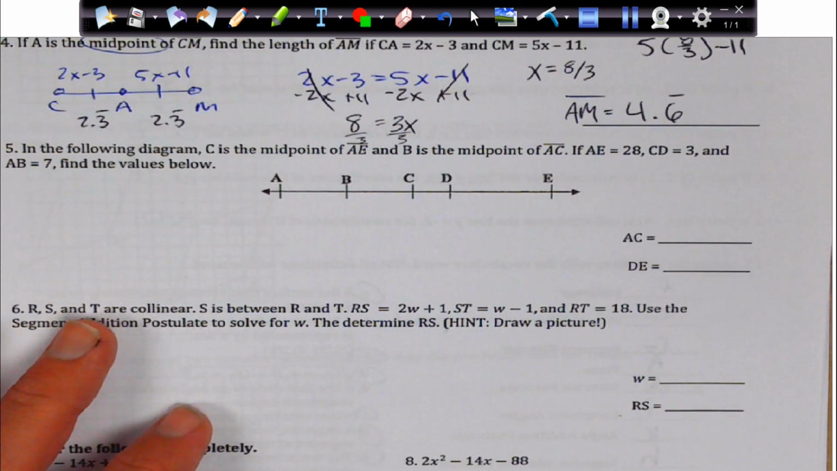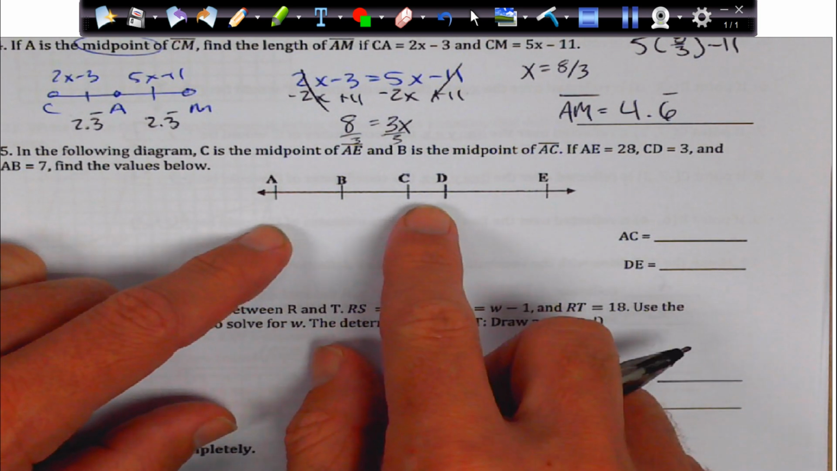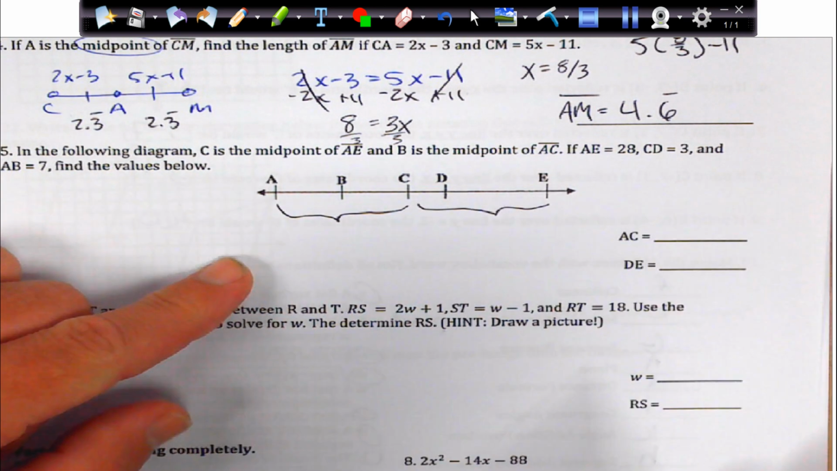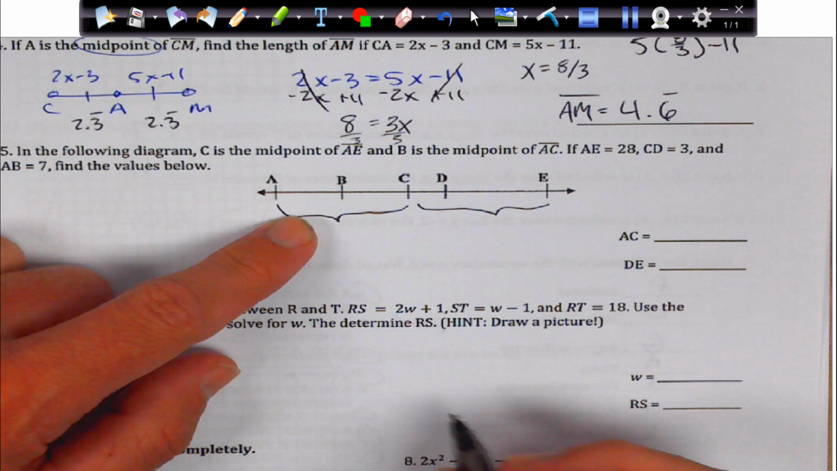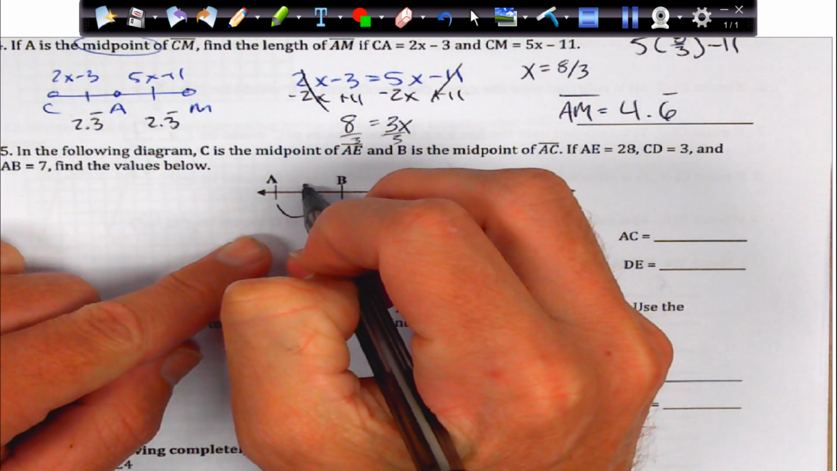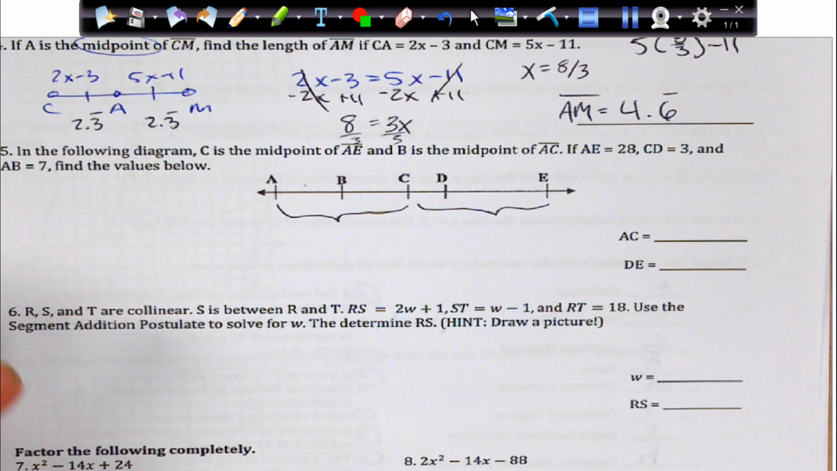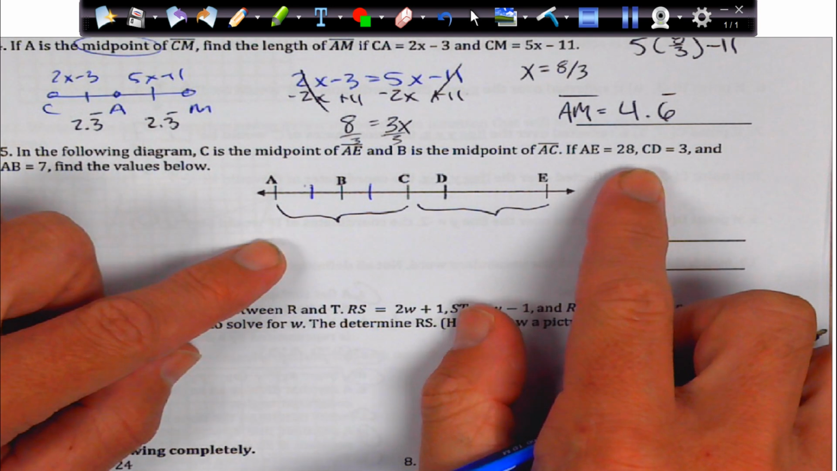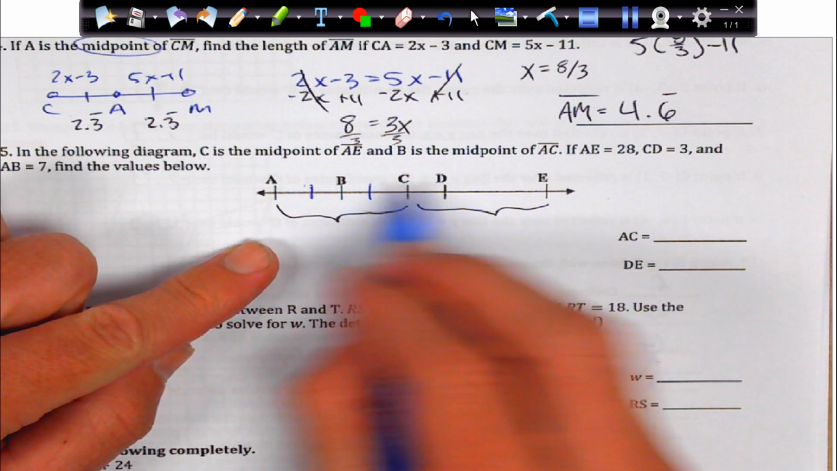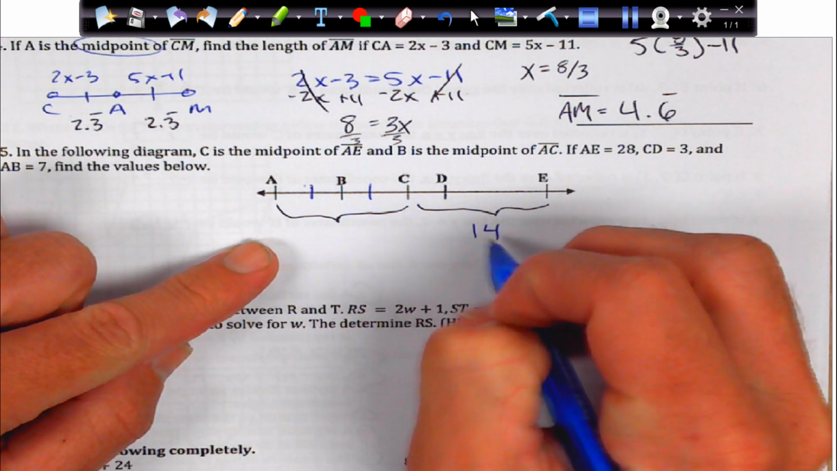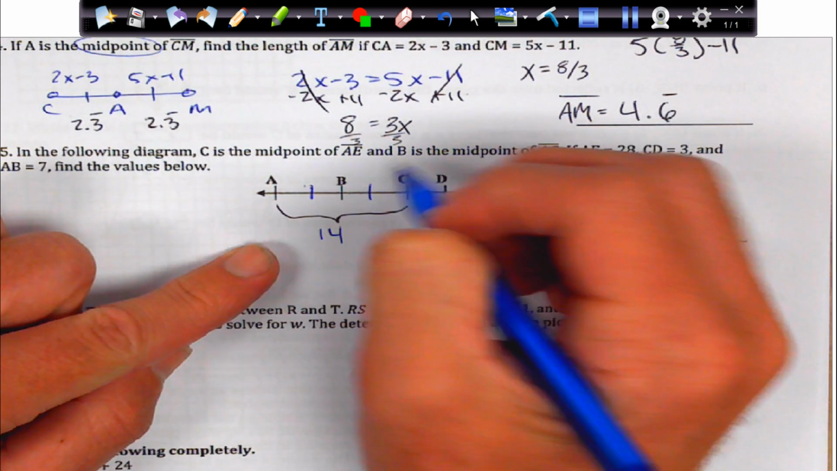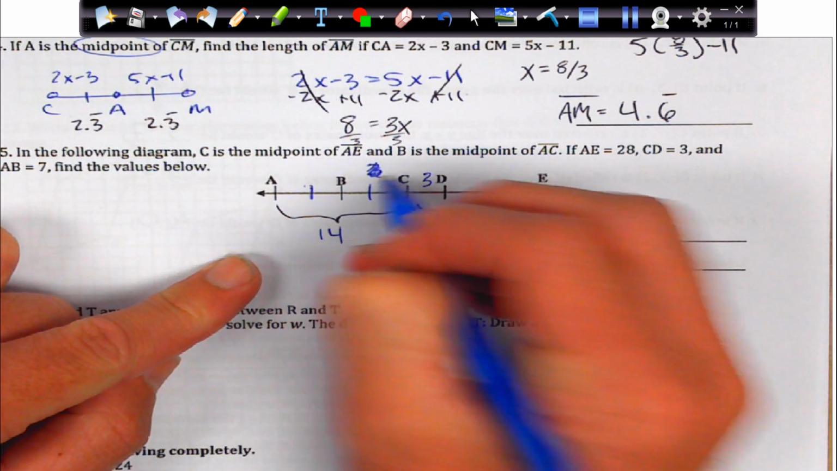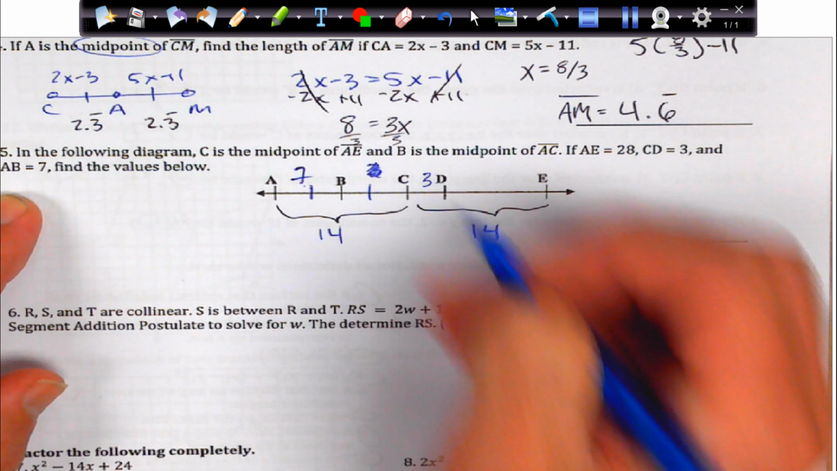The following diagram, C is the midpoint of AE. Okay, so if it's the midpoint of AE, that means these two are congruent. B is the midpoint of AC. That means this and this are congruent. If AE is 28, that's the whole thing. I'm going to split that in half right now. That's 14 and 14. CD is 3, and 3 right there. And AB is 7. Find the values below.